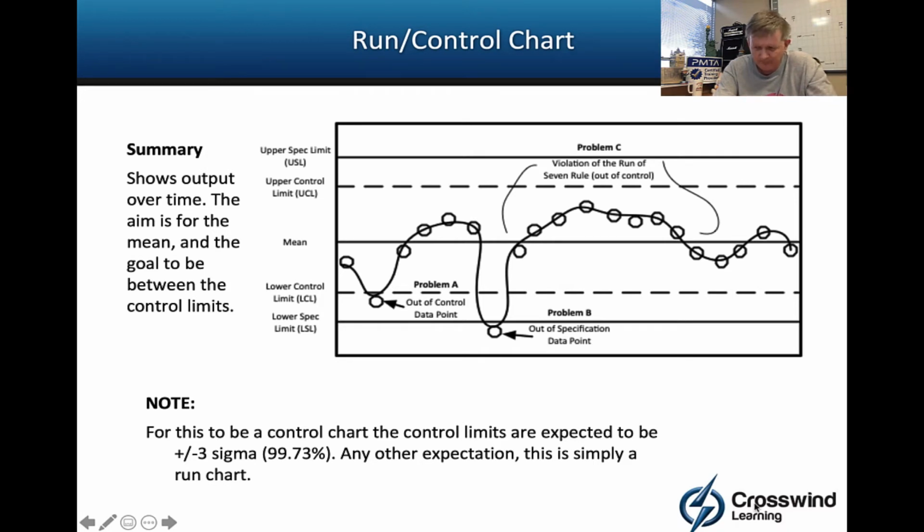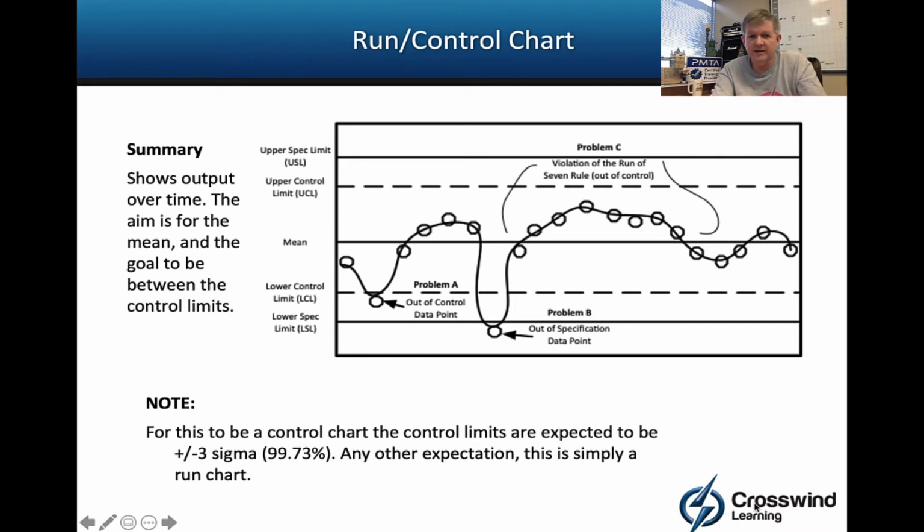Now, a run chart or control chart shows output over time. So examples that commonly come up in class are things like tracking orders. Like how many orders did we have, by the hour.